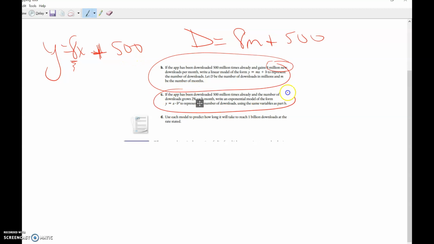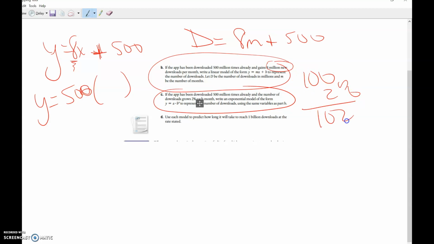All right, let's look at the next one. You have 500 starting amount, but now it's 2% each month that it's growing by. So if it's a percent, there's your starting amount. It's exponential. So 500 is your starting amount. Growing by 2%, so 102%, but it has to be in decimal form, is your multiplier. And then your exponent goes up there. And again, you could put m up there for months if you wanted to.